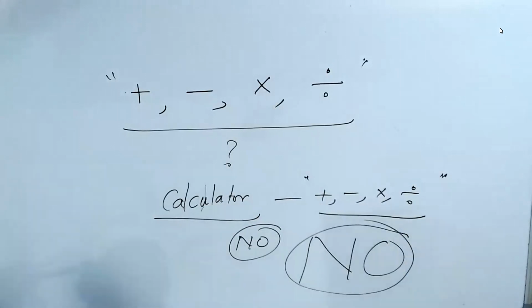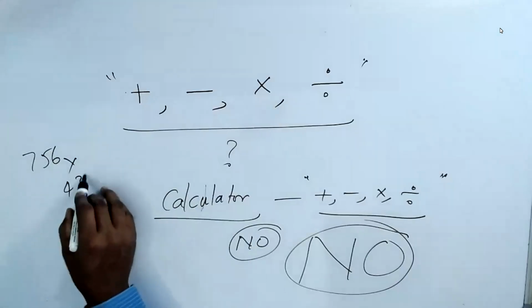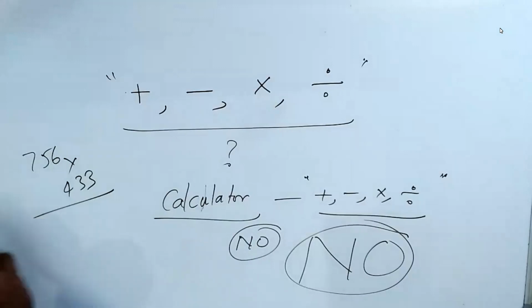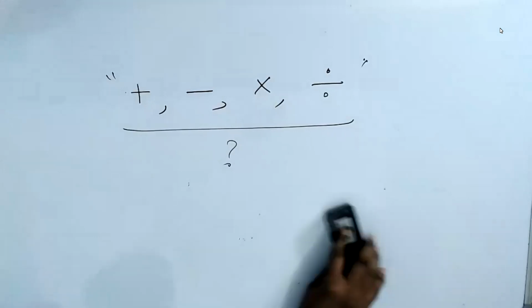I've seen people in the shops. If you go to vegetable shops, fruit shops, grocery shops, everywhere, people use the calculator nowadays. They do business of lakhs and crores, but they don't know how to multiply the numbers. If you give them 756 multiplied by 6, 44, 33, they cannot multiply, but they use a calculator. Understand this?